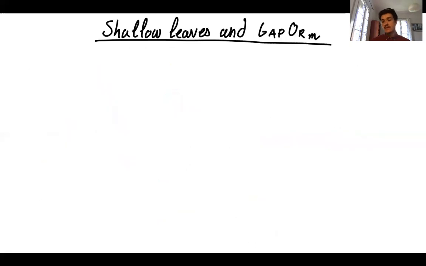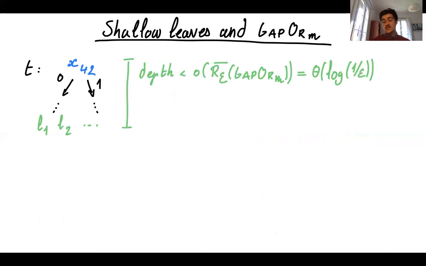Okay, with that under our belt, we can now explain what's so special about gap OR. Suppose that you have a deterministic tree T that solves gap OR. Maybe it looks at x42 as its first query, etc. And suppose further that the depth of T is small. In particular, it makes at most little o of the average randomized query complexity of gap OR when the error allowed is epsilon. We've seen in a previous slide that this is theta of log 1 over epsilon. So you have this tree that computes gap OR m, and it's shallow.